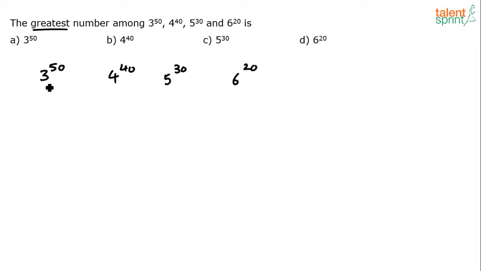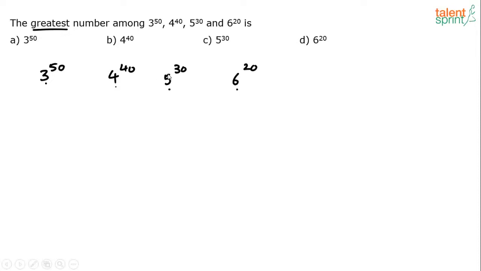The challenge is all the bases are different, all the powers are also different. If all the bases are equal, let's say 3 power 50, 3 power 40, 3 power 30 and 3 power 20, we know which is the largest number because all the bases are equal. We can simply go by the powers. But that's not possible here because all the bases are different. If all the powers are also equal, 3 power 50, 4 power 50, 5 power 50, 6 power 50, then also it's easy to decide. Larger the base, larger the value because all the powers are same.